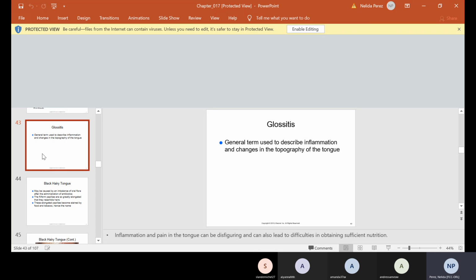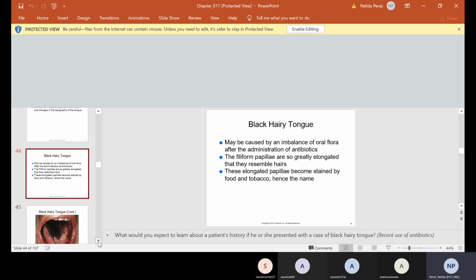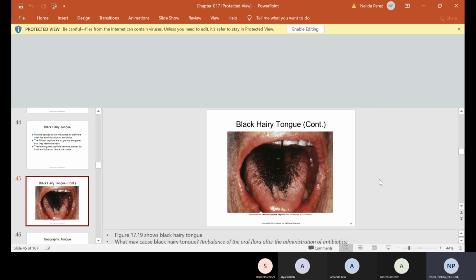Glossitis is the general term used to describe inflammation and changes in the topography of the tongue. Oh, black hairy tongue. It may be caused by imbalance of oral flora after the administration of antibiotics. The filiform papillae are so greatly elongated that they resemble hairs. These elongated papillae become stained by food and tobacco, hence the name. So we all have filiform papillae on our tongue. They do resemble hairs. They look like very fine hairs. So people that don't really brush their tongue really well, okay.